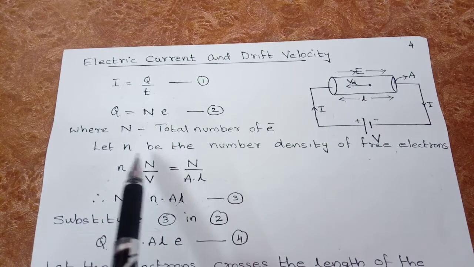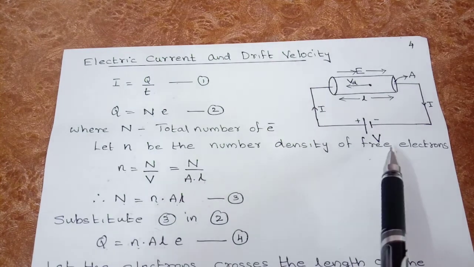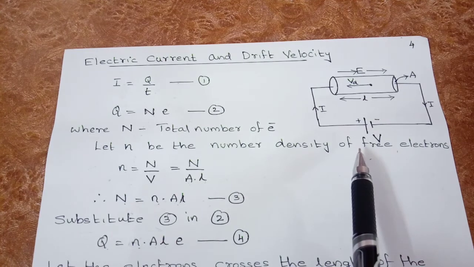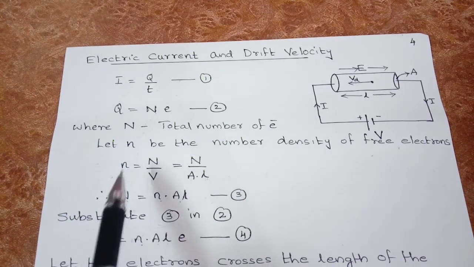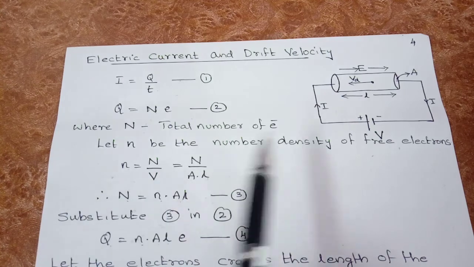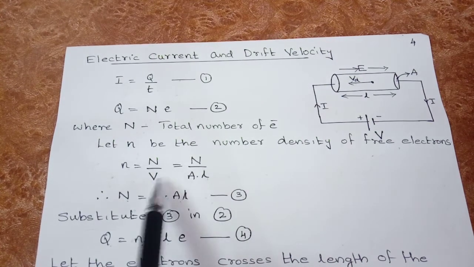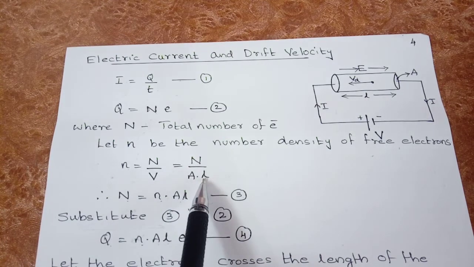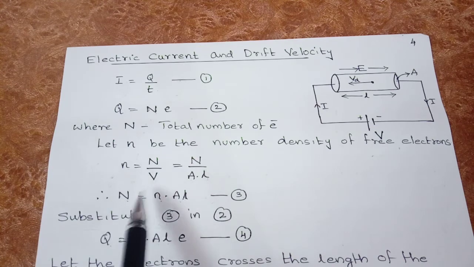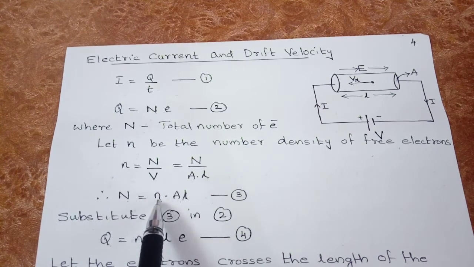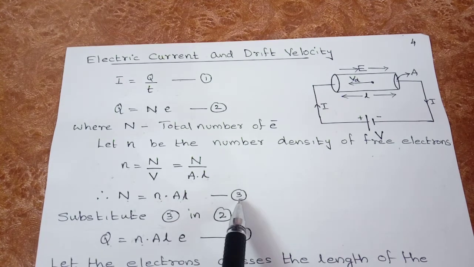Now let us assume that small n be the number density of free electrons. What is meant by number density of free electrons? It means the number of electrons per unit volume. So small n is equal to capital N, the total number of electrons, divided by capital V, the total volume. Since it is a cylindrical conductor, V can be written as area into length. So n is equal to N divided by A into L. From this equation, N is equal to n A L, where n is the number density of free electrons. Put as equation number 3.